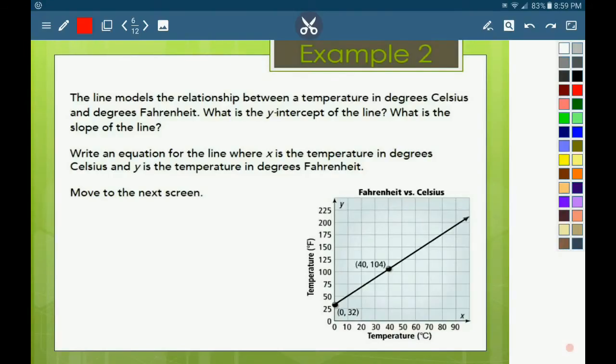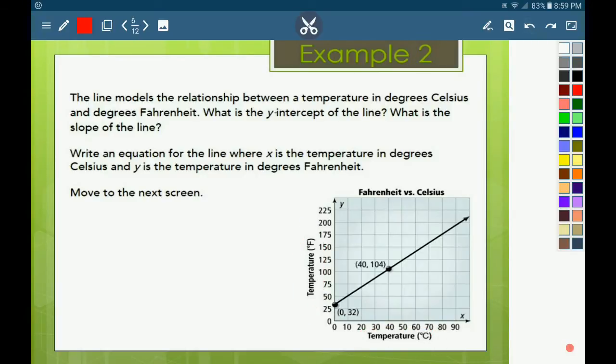All right, so let's take a look at our second example. We have a real-life situation here. It says the line models the relationship between a temperature in degrees Celsius and degrees Fahrenheit. We can actually see that on our graph. I see temperature in Fahrenheit on the y-axis. I see temperature in Celsius on the x-axis.